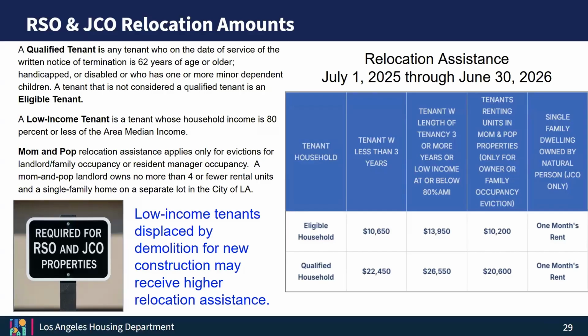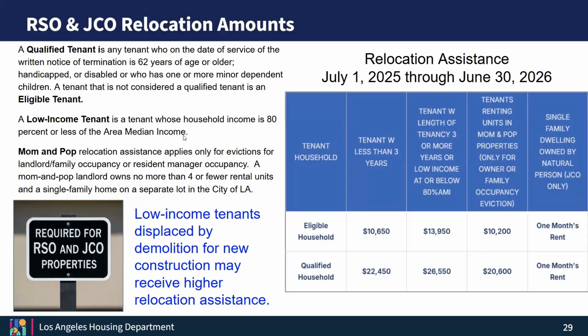A qualified tenant is any tenant who, on the date of the service of the written notice of termination, is 62 years of age or older, handicapped or disabled, or who has one or more minor dependent children. A tenant that is not considered a qualified tenant is an eligible tenant. A low-income tenant is a tenant whose household income is 80% or less of the area median income.